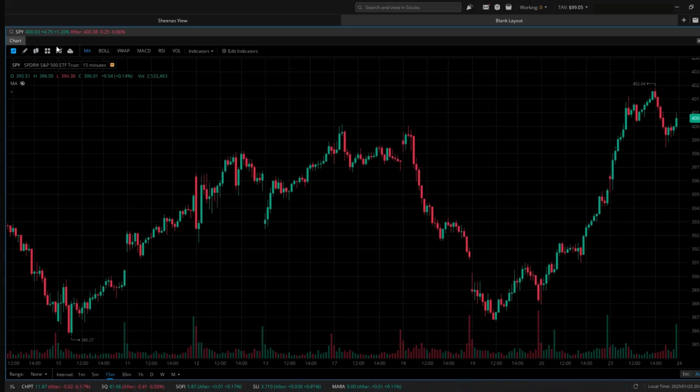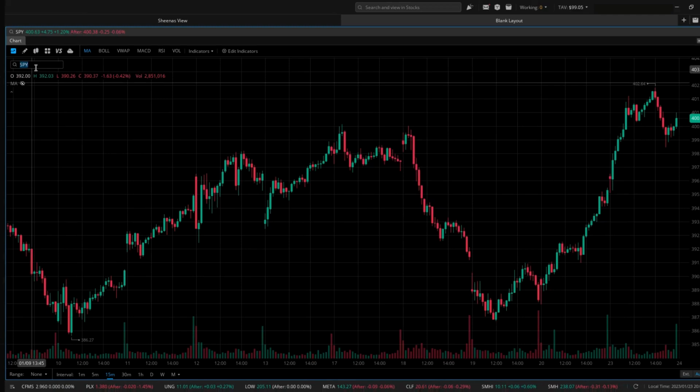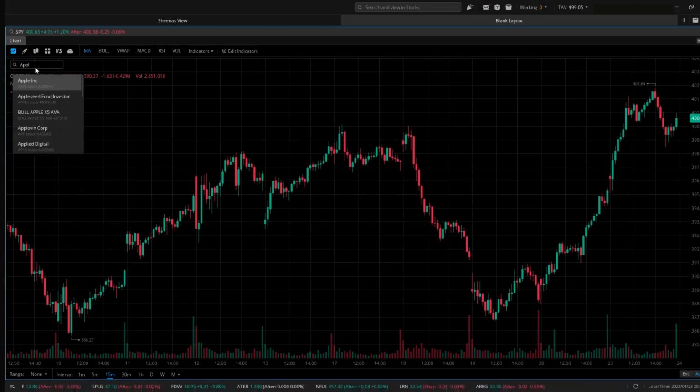Okay, so a little further down, we'll also be able to see that this is the ticker symbol. Once again, this is where we can actually enter in different ticker symbols. So say I wanted to change SPY and I wanted to see what Apple was doing. So I would type in Apple's ticker symbol, which is actually AAPL.